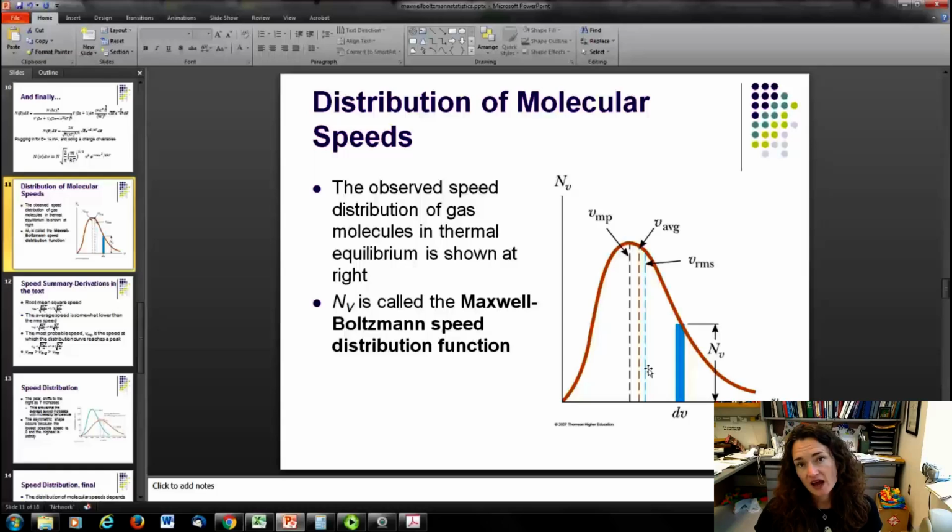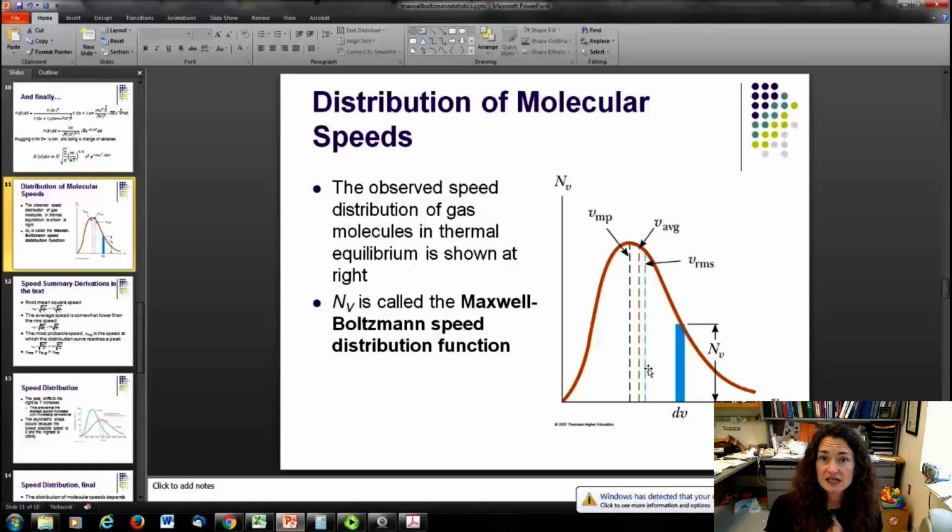To get your average speed, you take your n of v dv and integrate it multiplied times v. Remember, those are part of the rules for distribution functions. If you want the average value of something, you take your distribution function, multiply it times the value of interest, and then integrate over all possible values. That gives you your average.